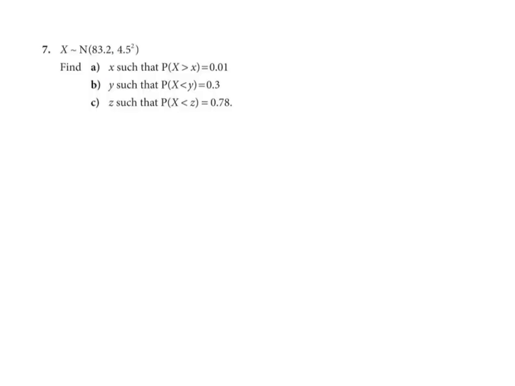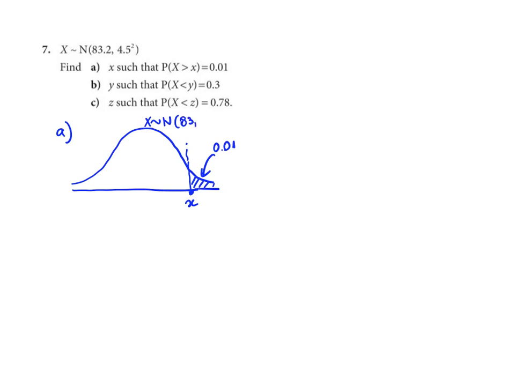I will now solve a couple of examples from your textbook. Let's look at question 7a. X is normally distributed with a mean 83.2 and standard deviation 4.5. Find x such that the probability of X bigger than x is 0.01, so 1%. That's my distribution, X normal with 83.2, 4.5 squared.